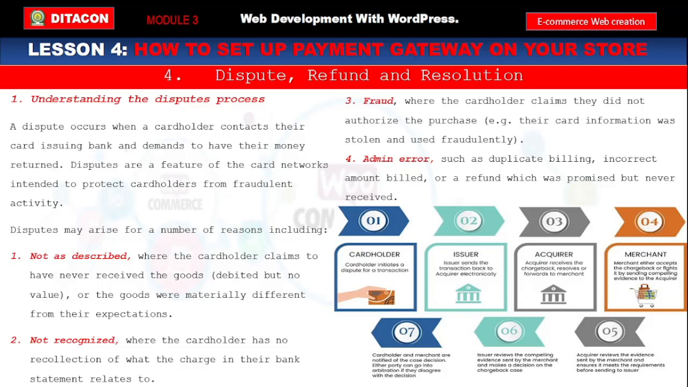So, yeah, the first topic here is how to understand the dispute process. A dispute occurs when a card holder contacts their card issuer bank and demands to have their money returned. Disputes are a function of the card network intended to protect cardholders from fraudulent activities. We can't deny the reality that there are a lot of fraudulent activities going on on the internet. So the need to protect the customers, your users or the card holders, is on the high.